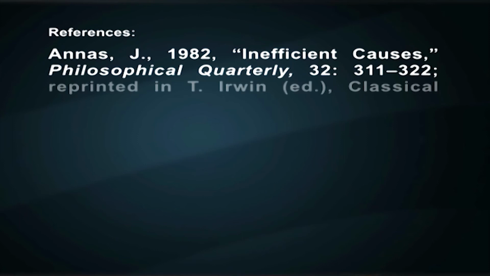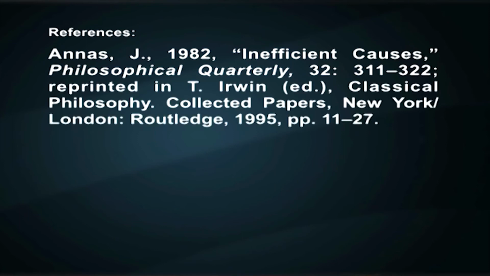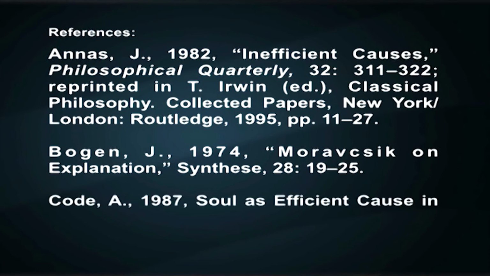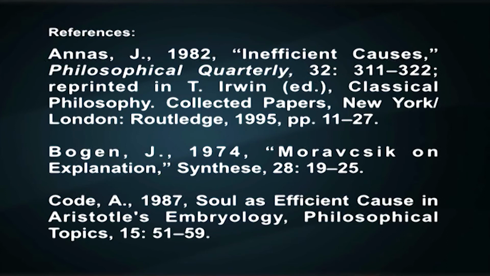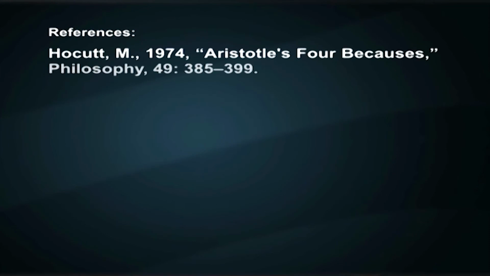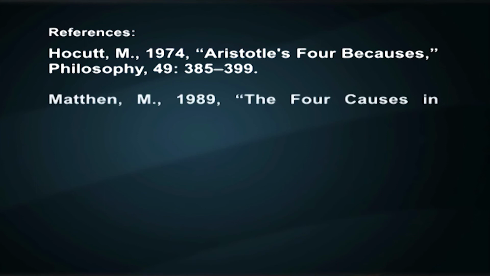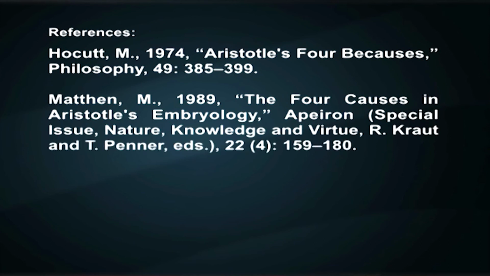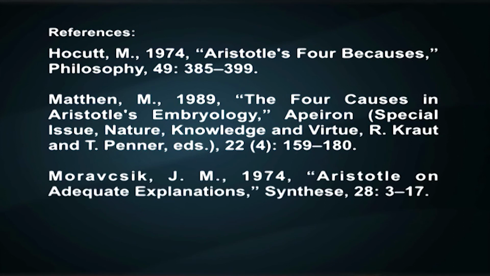Now, books for further reading. Inefficient Causes by J. Annas, Philosophical Quarterly, 1982. Moravcsik on Explanation by J. Bojan, Synthese, 1974. Soul as Efficient Cause in Aristotle's Embryology, Philosophical Topics by A. Code, 1987. Aristotle's Four Big Causes by M. Hawkett, 1974. The Four Causes in Aristotle's Embryology, Apeiron, Special Issue Nature, Knowledge and Virtue, R. Kraut and T. Penner by M. Mathen. Aristotle on Adequate Explanations by J. M. Moravcsik, Synthese, 1974.